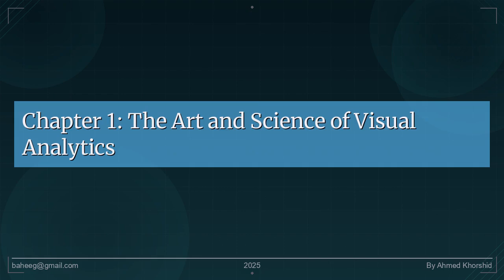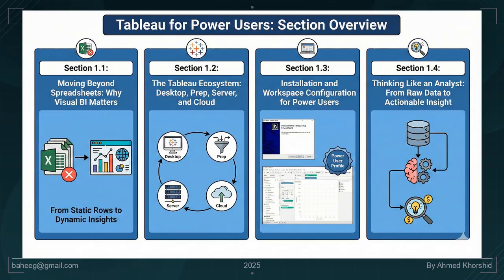Chapter 1, The Art and Science of Visual Analytics. Section 1.1, Moving Beyond Spreadsheets, Why Visual BI Matters. Section 1.2, The Tableau Ecosystem, Desktop, Prep, Server, and Cloud. Section 1.3, Installation and Workspace Configuration for Power Users. Section 1.4, Thinking like an Analyst, From Raw Data to Actionable Insight.